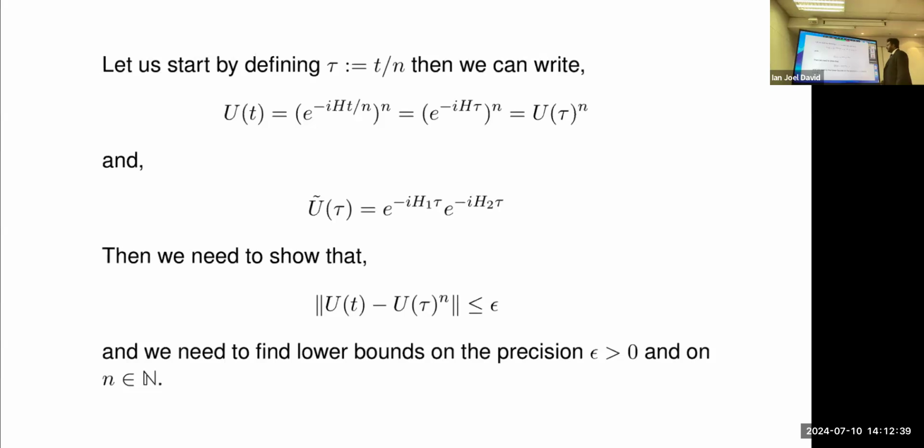So what do we need to show now? If we want to use this to approximate the time evolution operator, we need to show that the norm of the difference between this and this is going to be bounded by some precision epsilon. And I should have the tilde here. Okay? So this is what we need to show. We need to show that when we take the norm of the difference of these operators, it's going to be bounded by some precision epsilon.